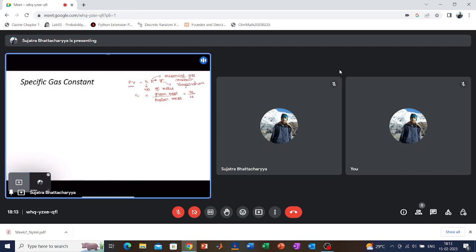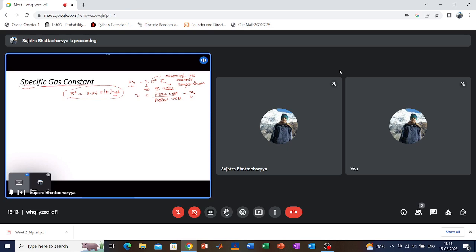So what is the value of this R star? Since it is a universal gas constant, it should have a constant value. That value is 8.314 joules per Kelvin per mole. Remember this thing, it is per mole. Joules per Kelvin per mole is your universal gas constant. But what we are talking about here is the specific gas constant, something different.